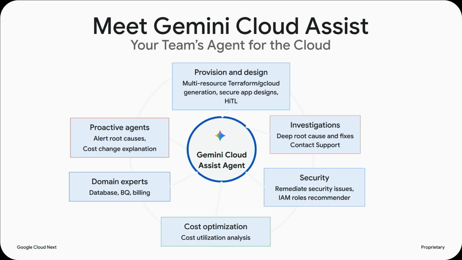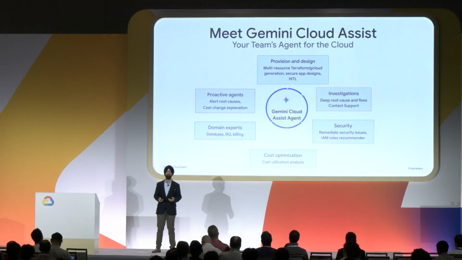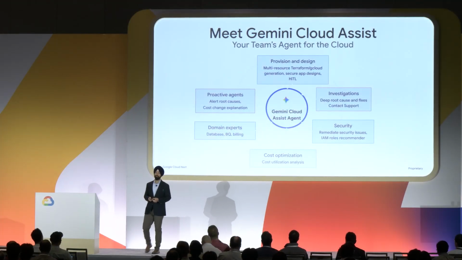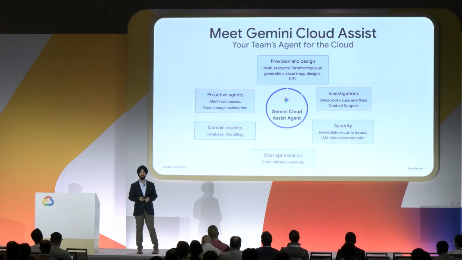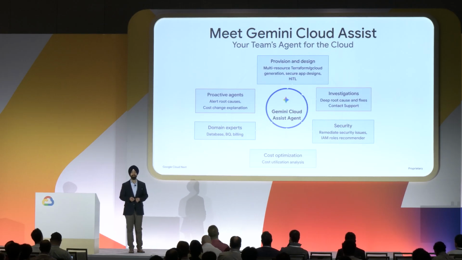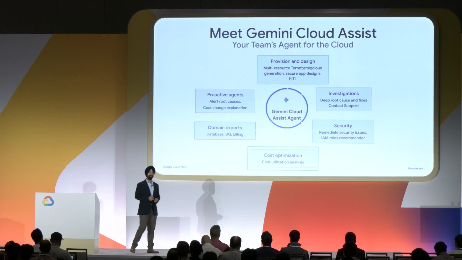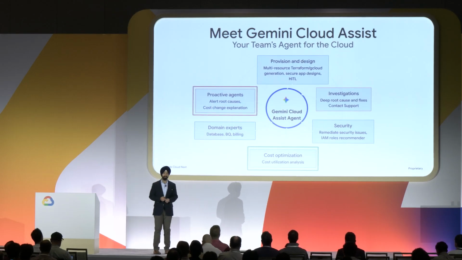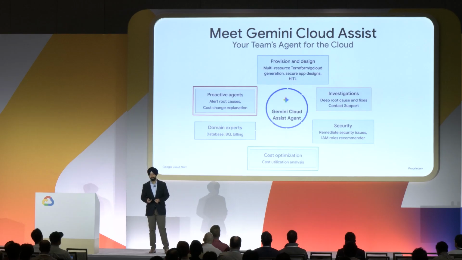So for example, if you wanted to create a 3-tier web app, you could ask Gemini Cloud Assist to help you design that. You could also ask it to launch an investigation, and it starts to debug an active problem that you might be seeing in prod, for instance. Today, we're thrilled to announce 2 new capabilities to Gemini Cloud Assist: cost optimization and proactive agents. Let's take a closer look.